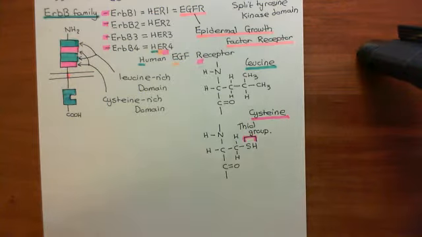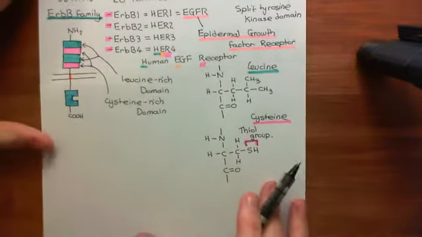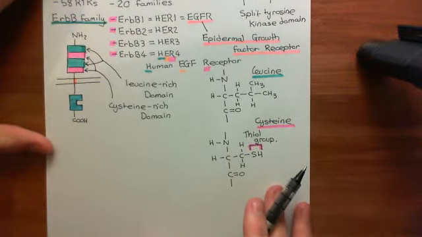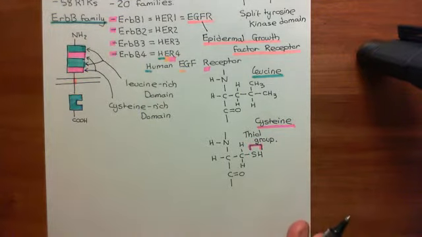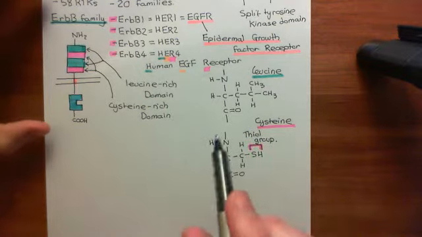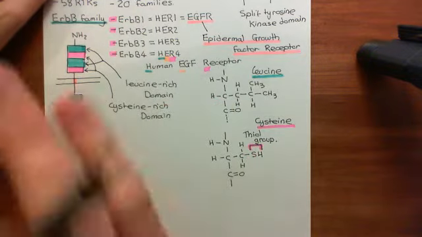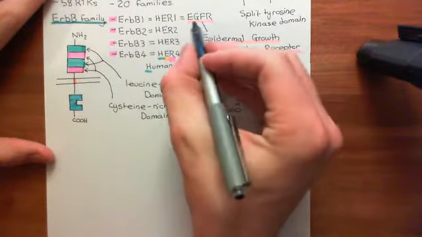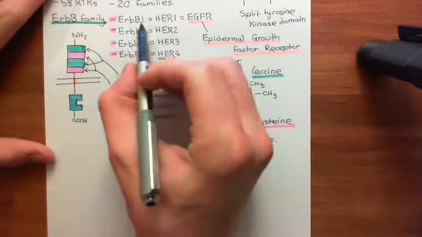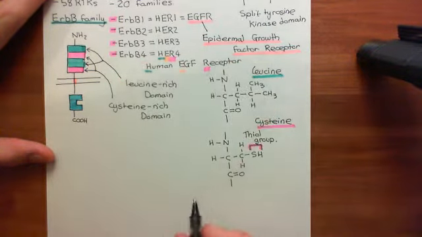So in the ligand binding domain of all B family receptor tyrosine kinases, you have these alternating leucine-rich domains and cysteine-rich domains. That goes for all of the B family receptor tyrosine kinases. Now we've got a nice example of receptor tyrosine kinases. We're going to discuss the activation of receptor tyrosine kinases, focusing specifically on, let's say, the epidermal growth factor receptor, ERB1, or HER1.